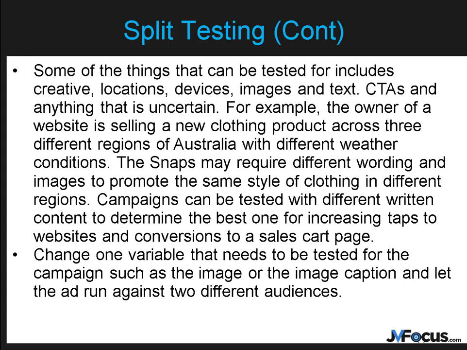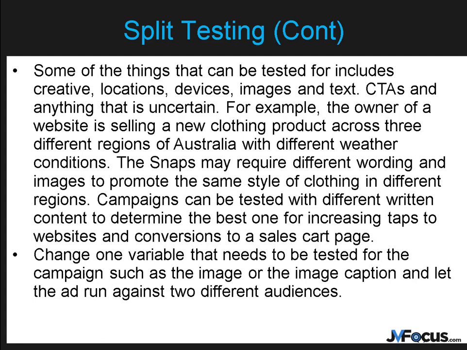For example, the owner of a website is selling a new clothing product across 3 different regions of Australia with different weather conditions. The snaps may require different wording and images to promote the same style of clothing in different regions. Campaigns can be tested with different written content to determine the best one for increasing taps to websites and conversions to a sales cart page.